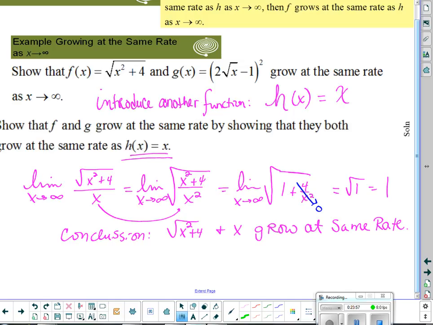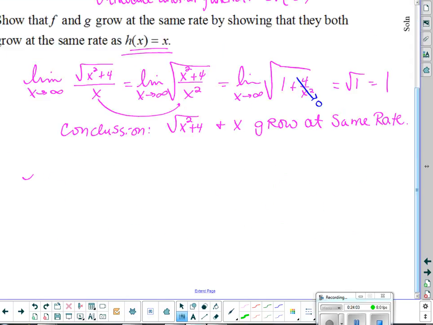All right, now we need to pick up and do the other function, the g of x function. And we've got to compare it to h, so that we're comparing against the same thing. And that function was 2 square root x minus 1 quantity squared. And we're comparing it to what we compared up here, our x, the h of x. What would be a great technique on that? Good question, huh?